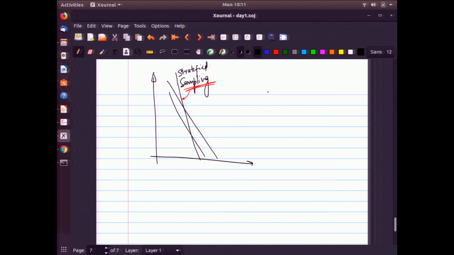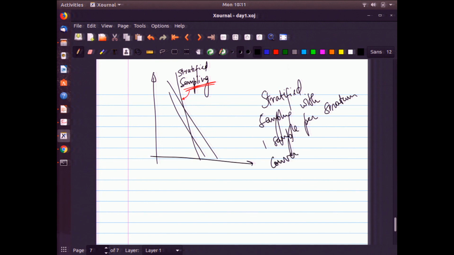So we can say that stratified sampling with one sample per stratum converges faster. Of course, now if you start playing around with strata, where you put the strata, again, this was all for equal strata. And then your analysis comes in, right?